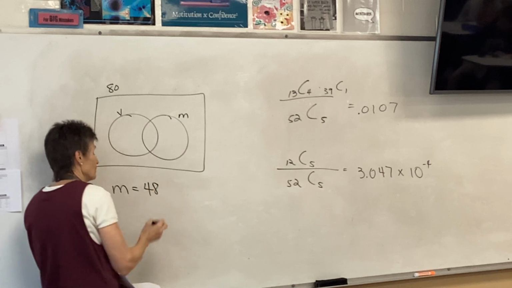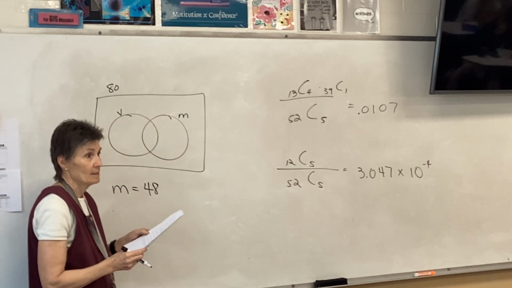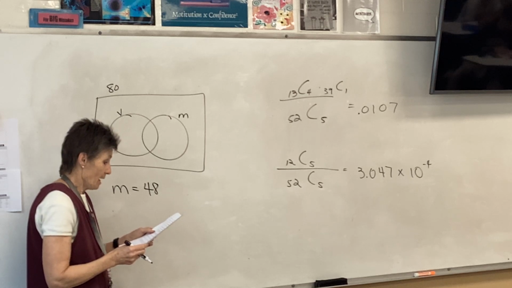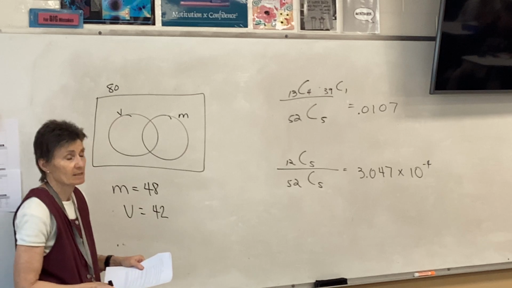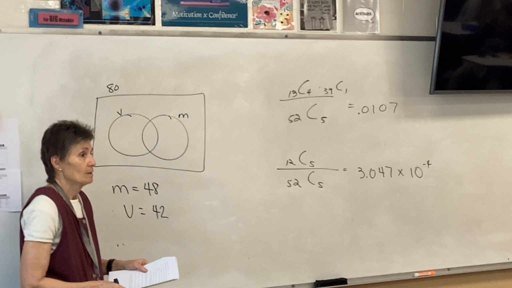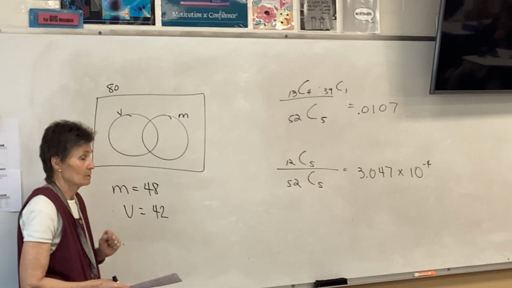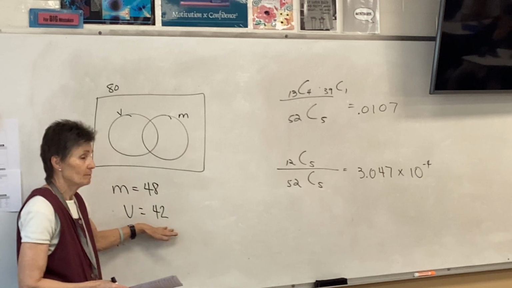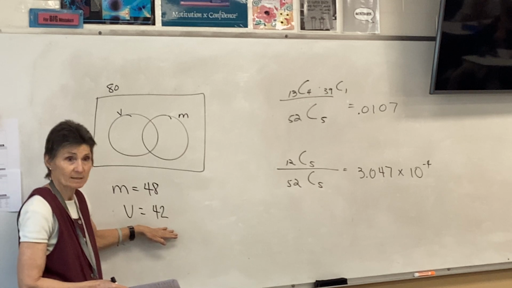When I took my vote, how many got matrices? 48 said yes. How many like vectors? 42 said yes. Remember, there's 80 kids in the room. What's happened? 10 have voted twice.